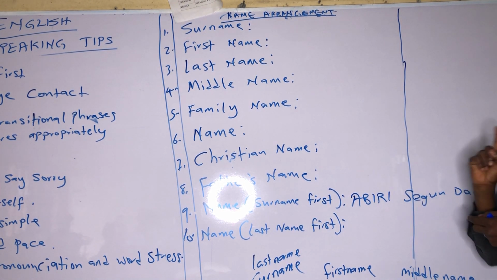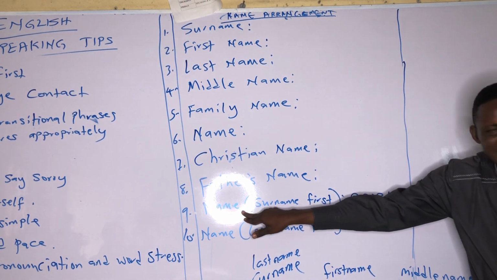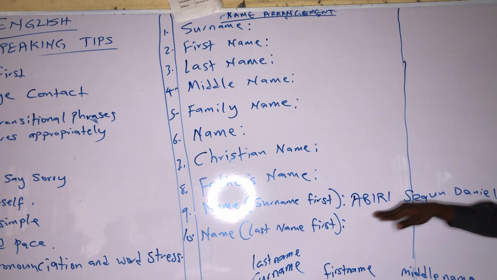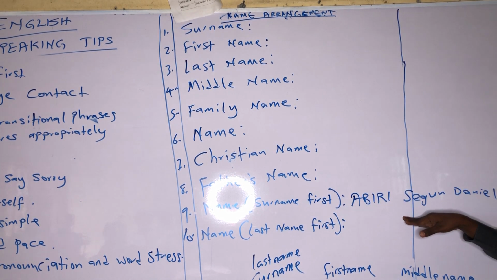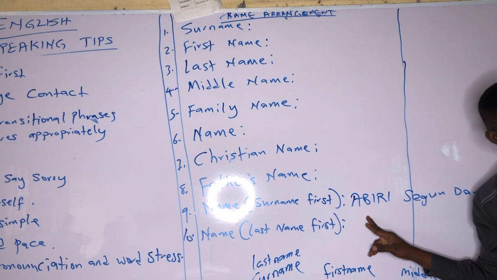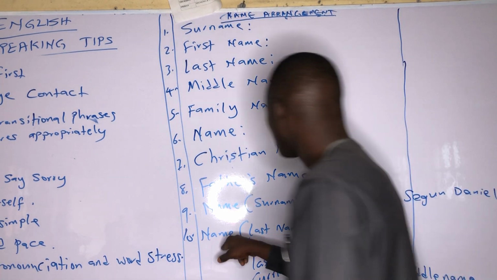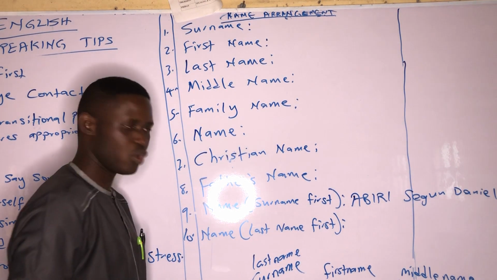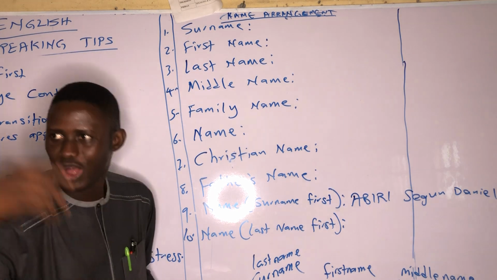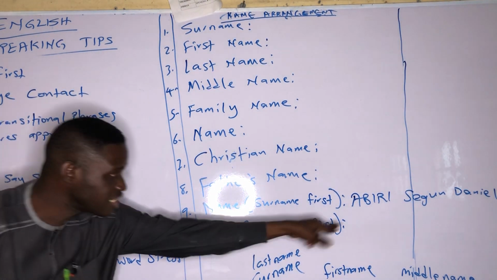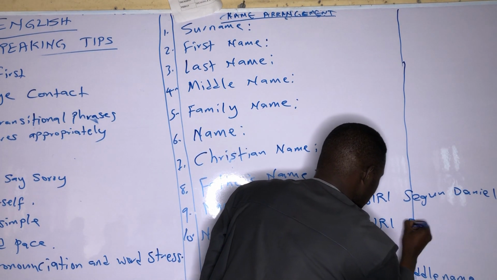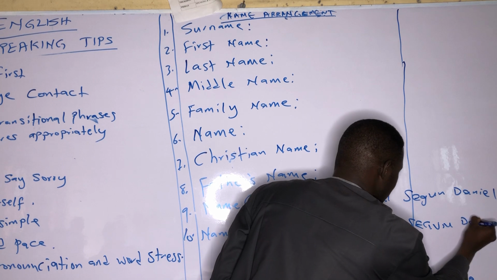So they are not asking you for just one. They ask, what is your name? Name signifies possibly your total name. We say, what is your name? You either say Suleiman, or you give me your full name. Either of the two. So in this case, they are telling us to write your full name, but the first one you should write is the surname. But make sure you write the last name first. So which one comes first? Your surname. So you see, you're going to write the same thing as Abiri Shegun Daniel.